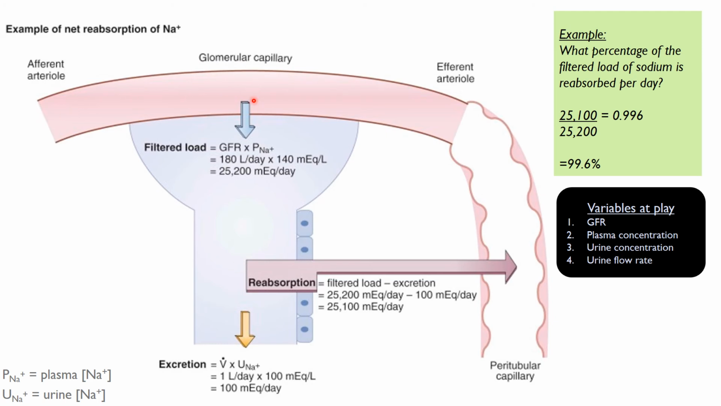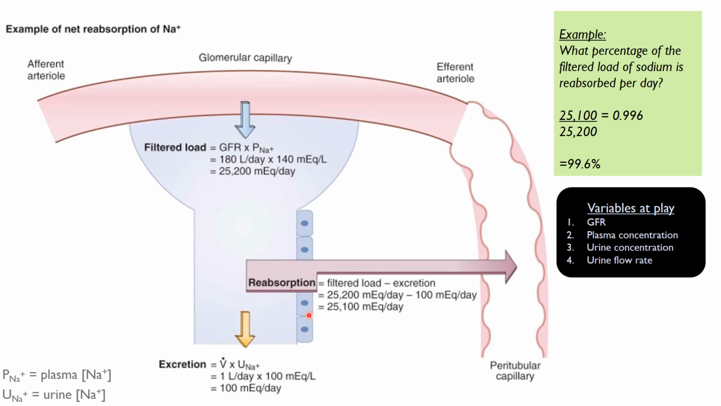Fluid and consequently sodium get filtered at a certain filtration rate, and you have a certain concentration of sodium in the blood. This times this gives you your filtered load. So you can get a filtered load of sodium per day, meaning in this example you get 25,200 milliequivalents of sodium getting filtered, getting loaded into the proximal tubule per day.